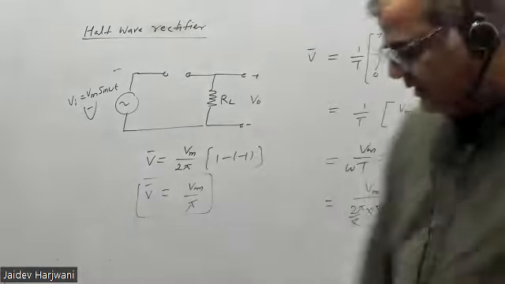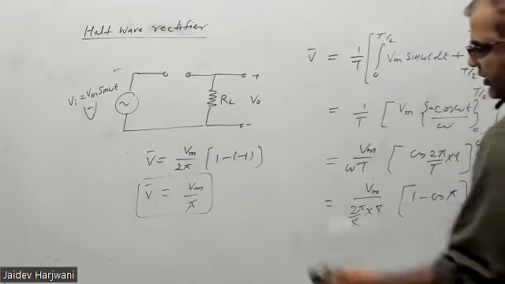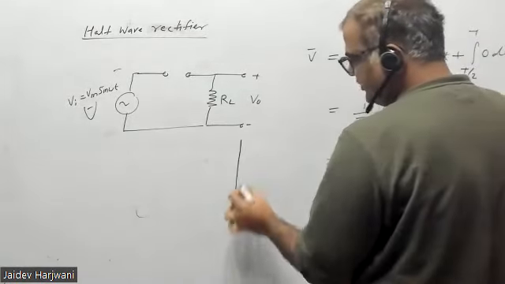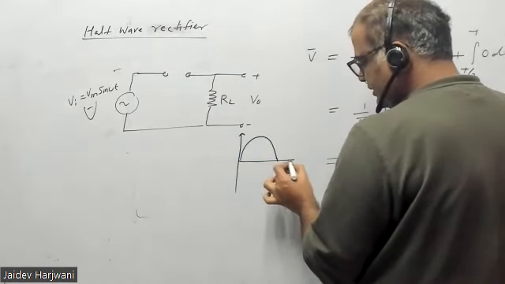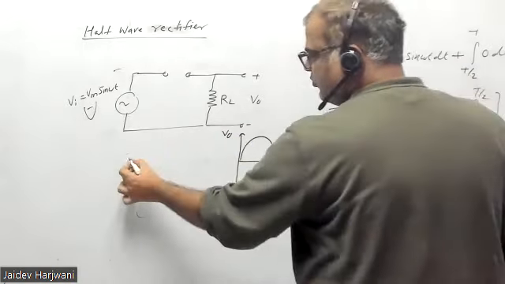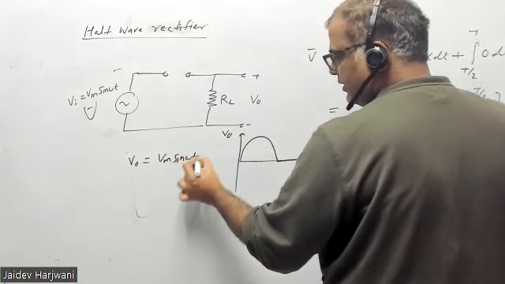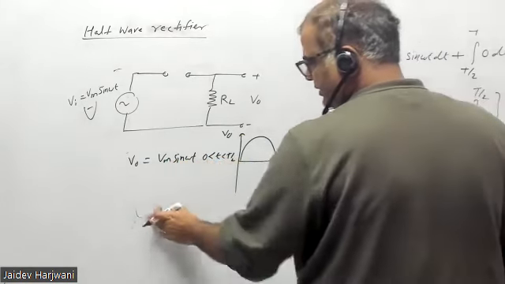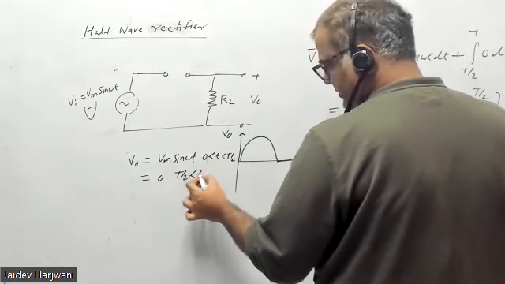Now here we have seen the output. I was measuring the output, and you can see the output wave. You are taking the average only of the output, and the output was like this. So I wrote the output like this: Vm sine omega t for 0 to T by 2, and I wrote 0 for T by 2 to T.